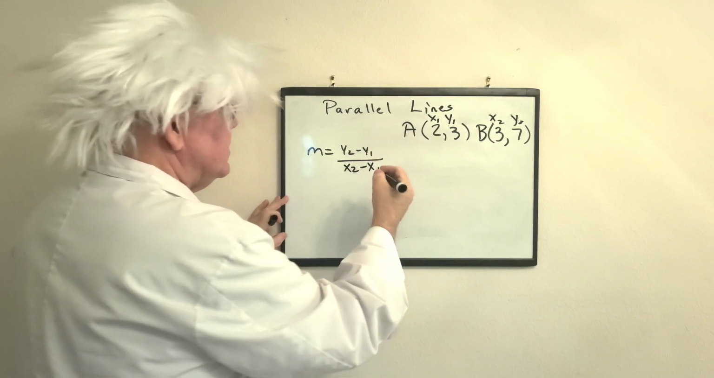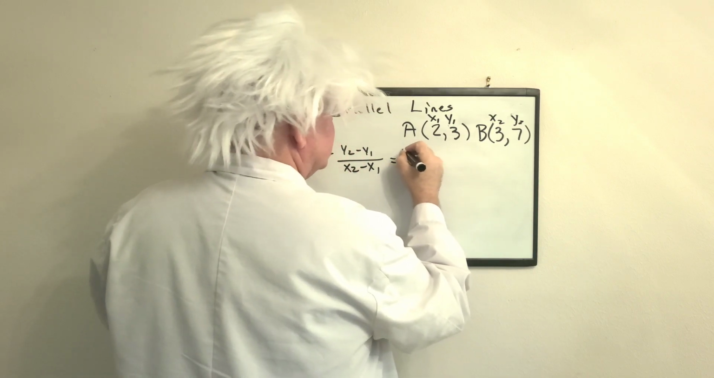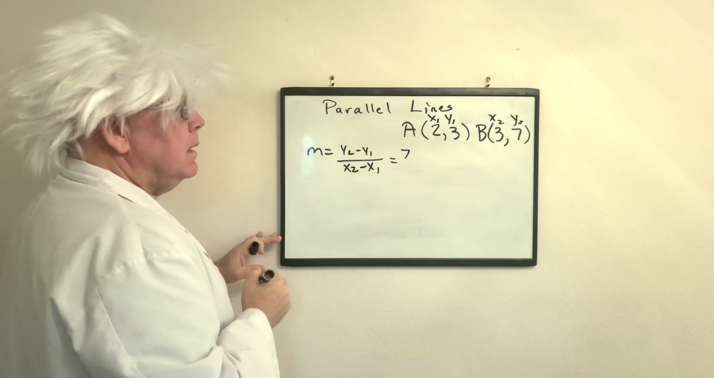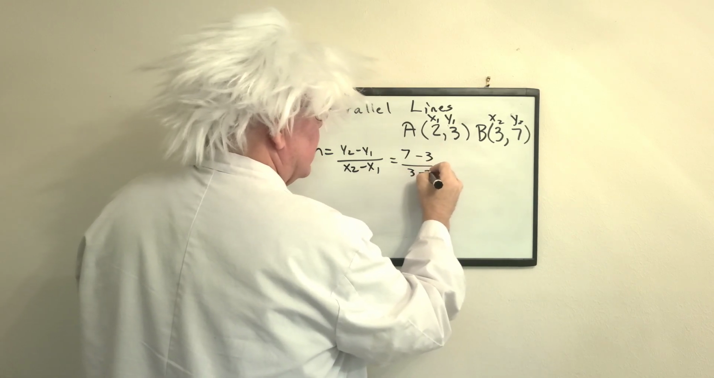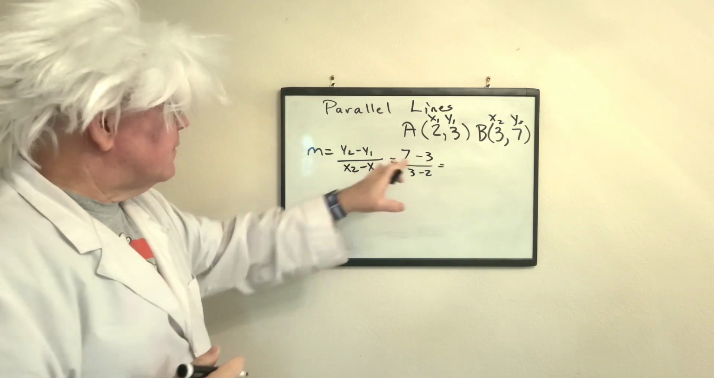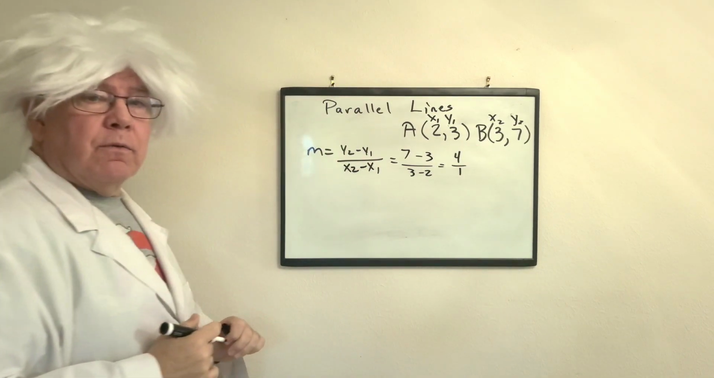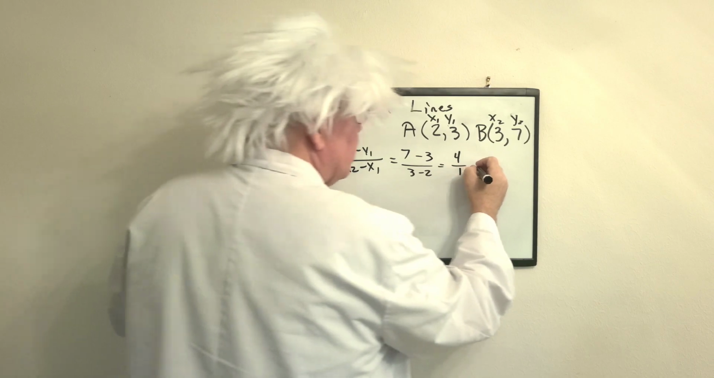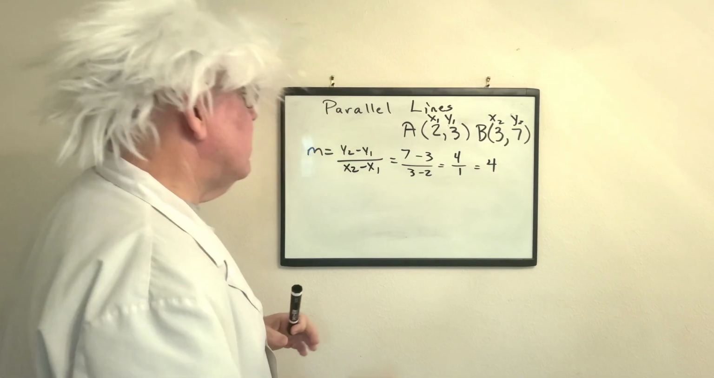So what I'm going to do is I'm going to plug and play. So the first one is y sub 2. So y sub 2 is 7 minus 3 over 3 minus 2. All right, so 7 minus 3 is 4. 3 minus 2 is 1. So my slope of that line is 4, or 4 over 1, okay? And you go, well, that was kind of easy.